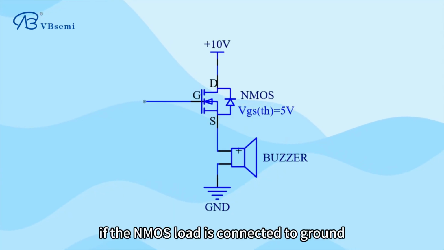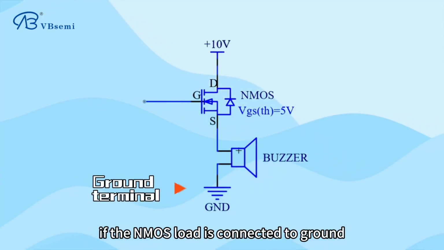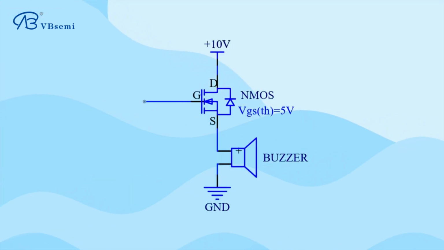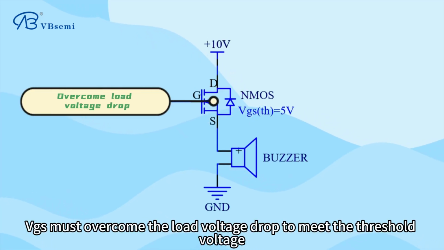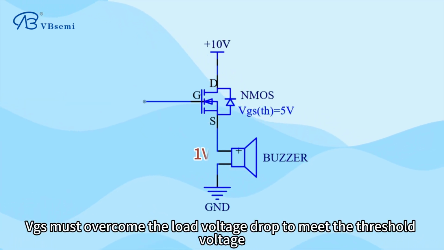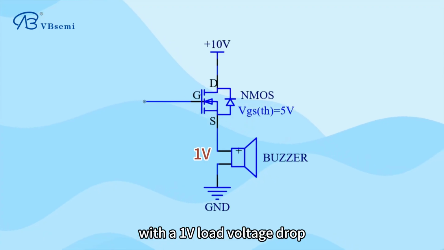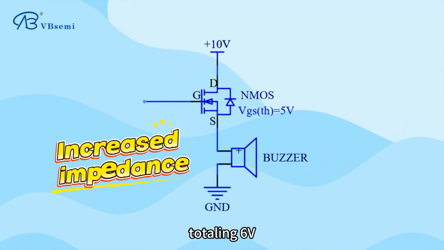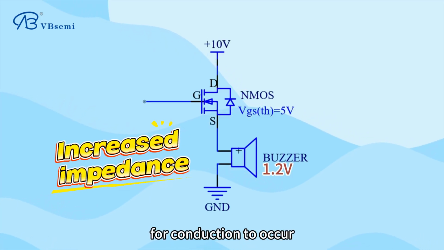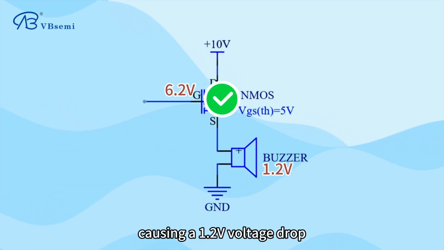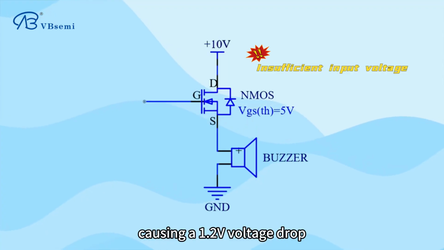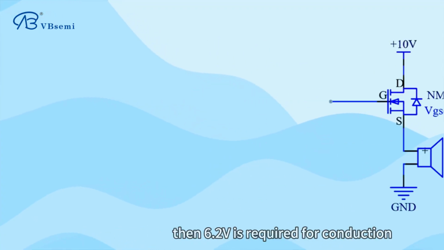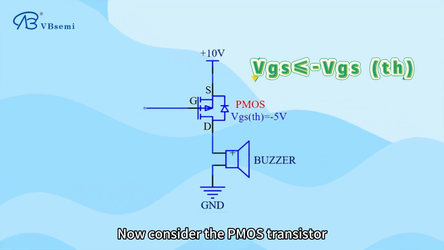However, if the NMOS load is connected to ground, the situation changes. VGS must overcome the load voltage drop to meet the threshold voltage. For example, with a 1 volt load voltage drop, the gate voltage must reach 5 volts plus 1 volt, totaling 6 volts for conduction to occur. If the load impedance increases, causing a 1.2 volt voltage drop, then 6.2 volts is required for conduction. Now consider the PMOS transistor.